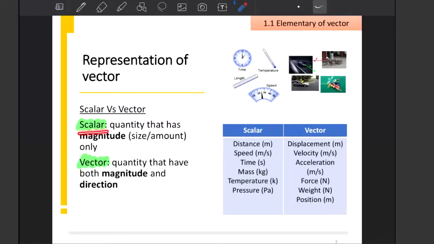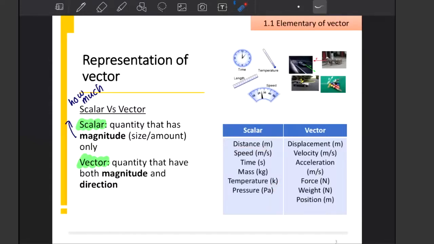So scalar is the quantity that has magnitude. Magnitude is like size or amount only. For example, time, temperature, length. Length is 10 cm. It has magnitude only. Magnitude is how much. So examples of scalar quantity are distance, speed, time, mass, temperature, and pressure.